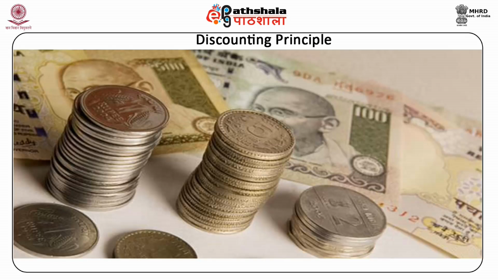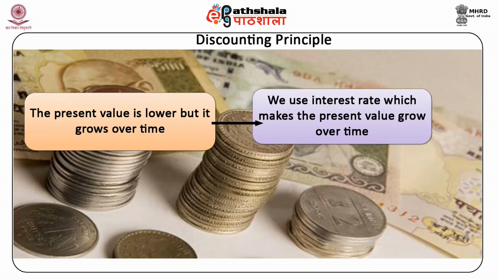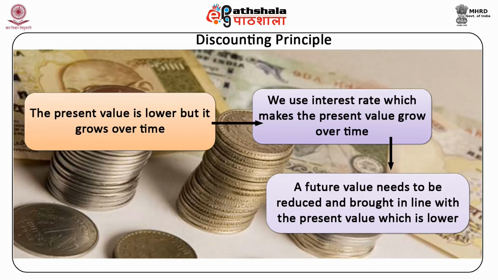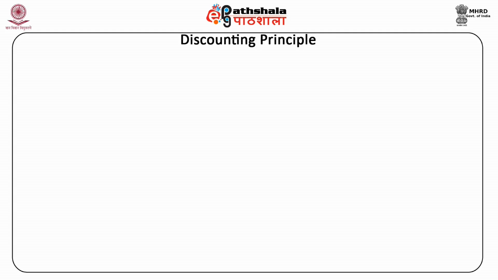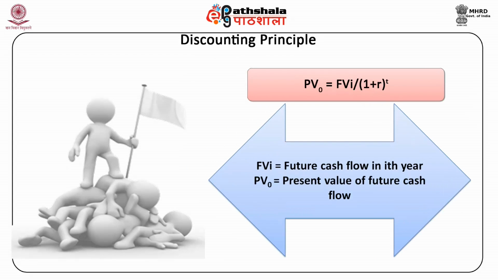In this case, the present value is lower, but it grows over time. Hence, we use the interest rate, which makes the present value grow over time. But when we consider discounting, the opposite happens. A future value needs to be reduced and brought in line with the present value, which is lower. Therefore, the relevant economic calculation is that future value or future cash flow needs to be discounted. Thus, PV0 is equal to FVi divided by (1 plus r) raised to the power t, where FVi is the future cash flow in the ith year and PV0 is the present value of the future cash flow.